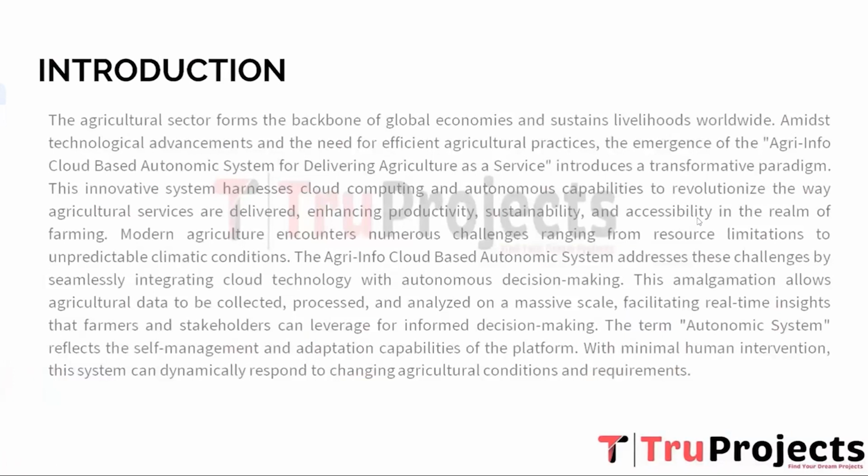The Agri Info Cloud-based Autonomic System for Delivering Agriculture as a Service heralds a new era in agriculture by merging cloud computing, autonomous capabilities, and service-oriented approaches. This innovative system has the potential to redefine the landscape of modern farming, fostering sustainable practices, bolstering food security, and elevating agricultural efficiency to new heights. The term autonomic system reflects the self-management and adaptation capabilities of the platform.